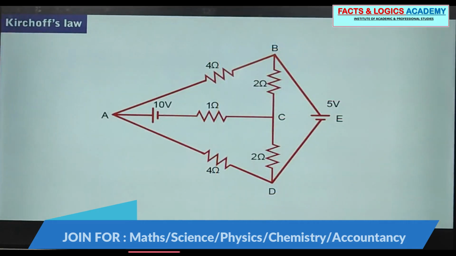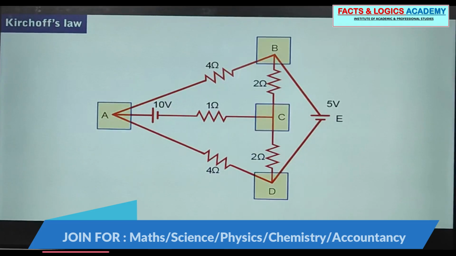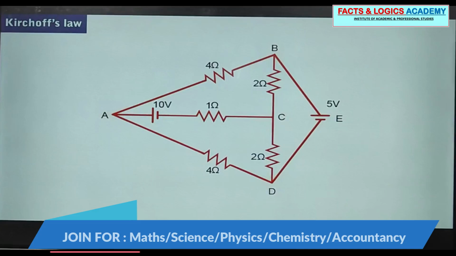Let us now apply Kirchhoff's rules to find the current in each branch of this complicated circuit. There are two important steps in the procedure. Step 1. We label and indicate the direction of current in each branch of the circuit. Next, apply Kirchhoff's first rule at every junction point.